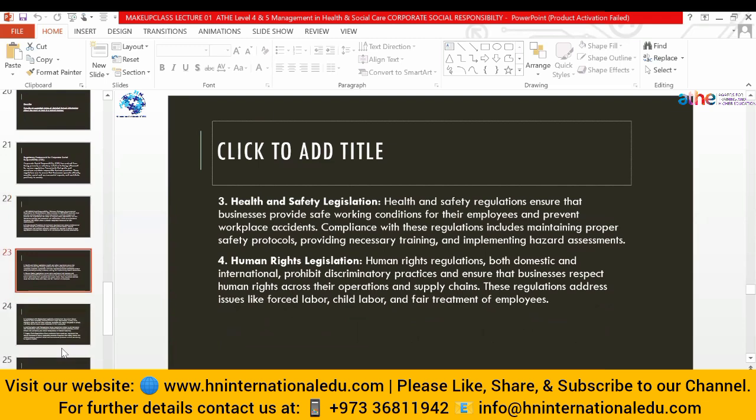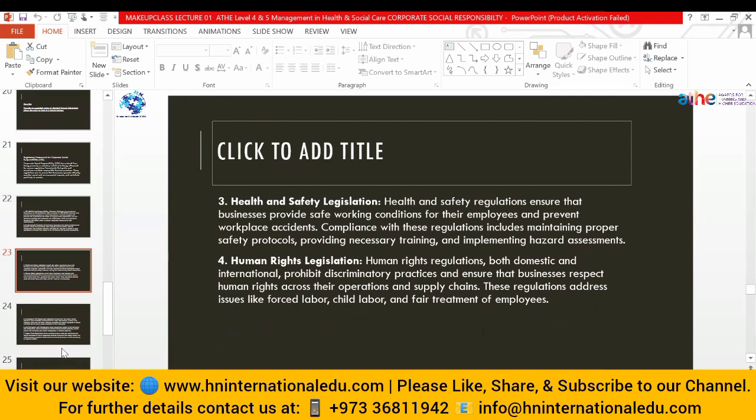Then we have health and safety legislation. Health and safety regulations ensure that businesses provide safe working conditions for their employees and prevent workplace accidents. Compliance with these regulations includes maintaining proper safety protocols, providing necessary training, and implementing hazard assessments. This is what the health and safety legislation means.